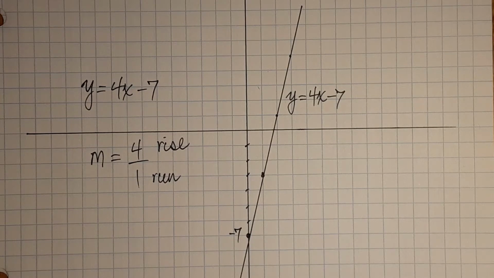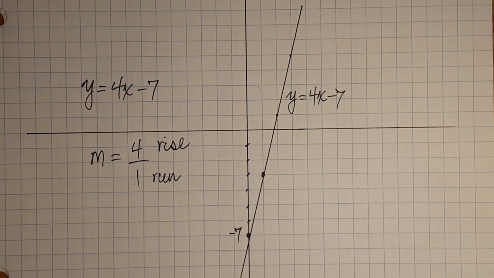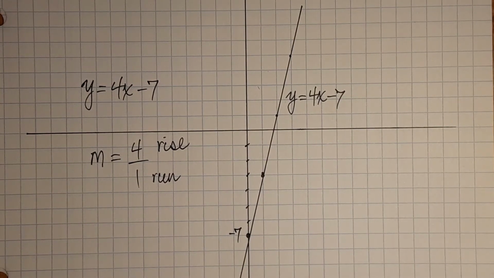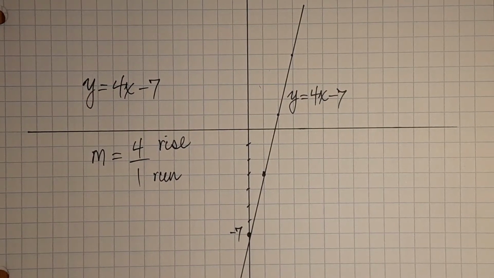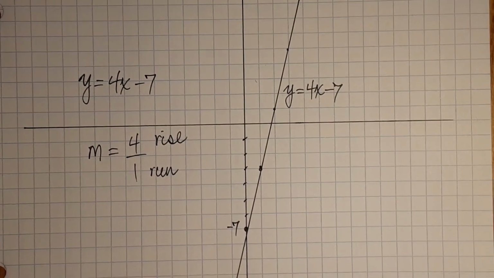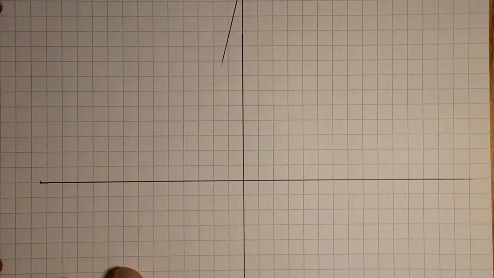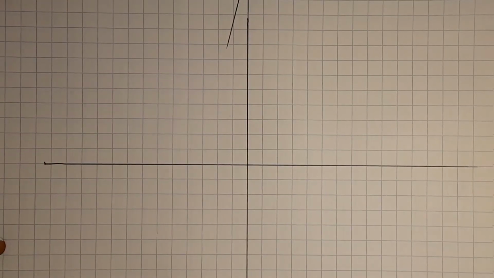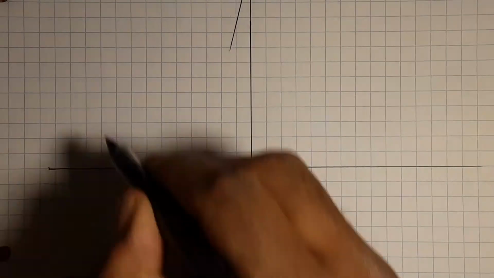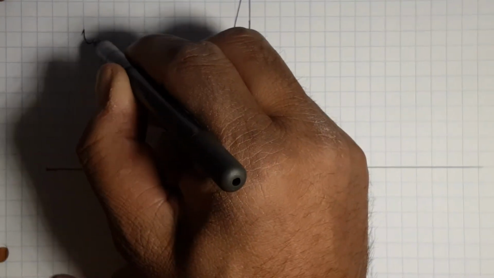So I'll go over that again in the next example. It asks us to graph x plus 2y equals 3. So go up here. And I have x plus 2y equals 3.